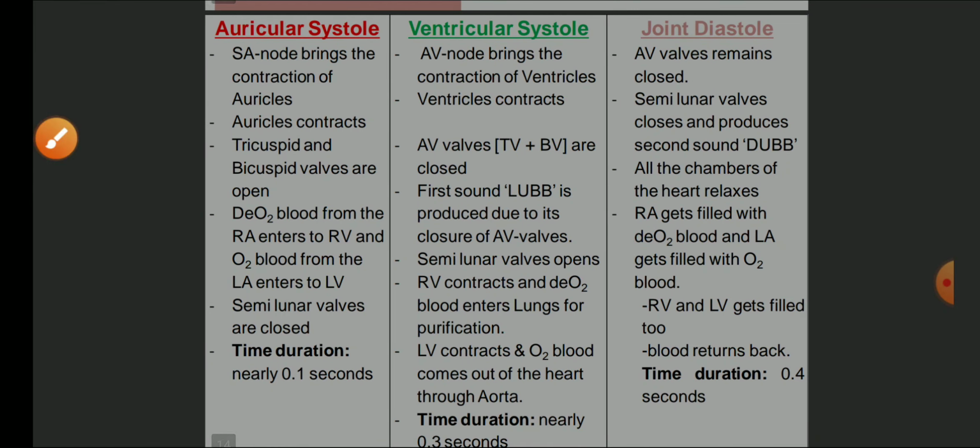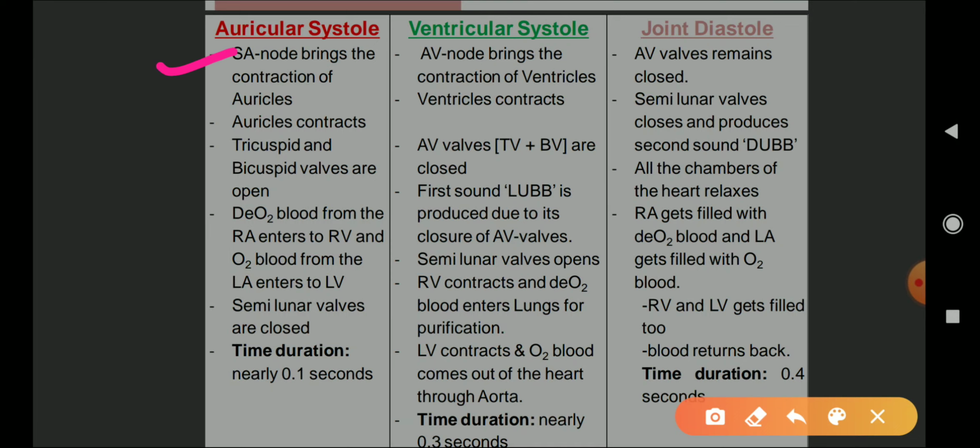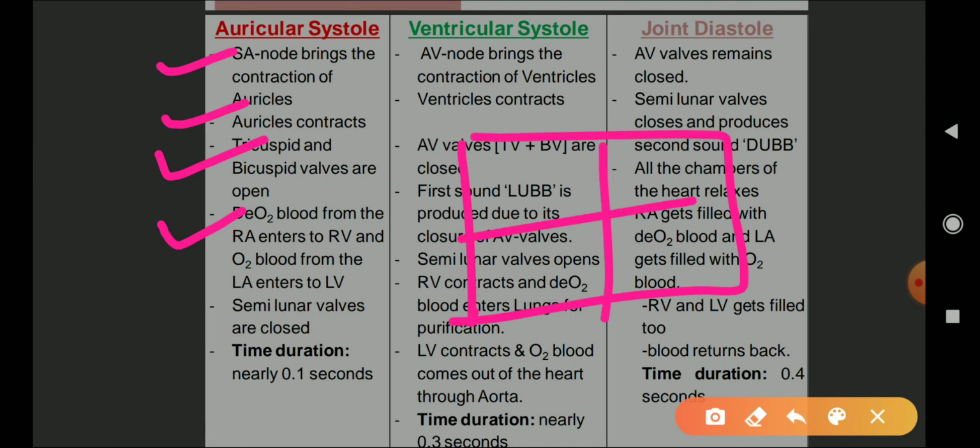So here, auricular systole. The SA node brings the contraction of auricles. Auricles contract. Tricuspid and bicuspid valves are open because auricles are contracting. Deoxygenated blood from the right auricle enters into the right ventricle. If I draw the diagram here, this is the normal heart, and the auricular systole is brought by the SA node. This is auricles, this is auricles.